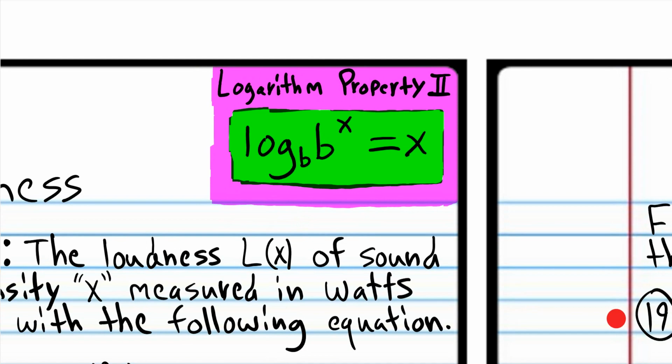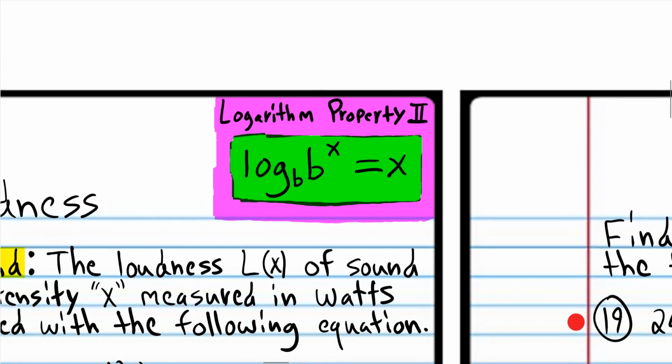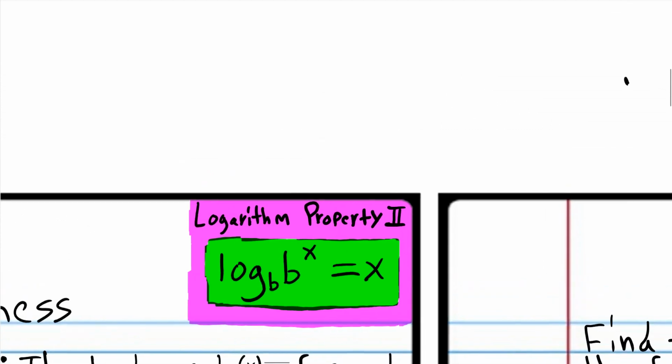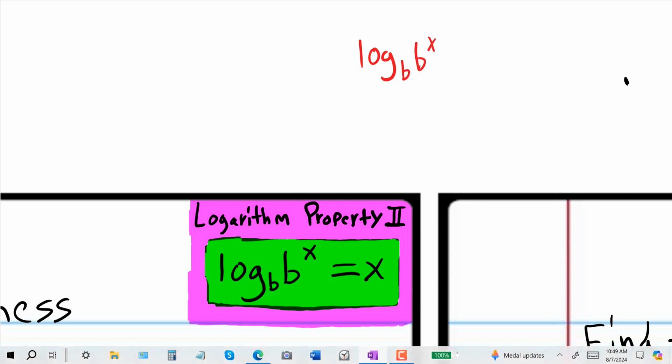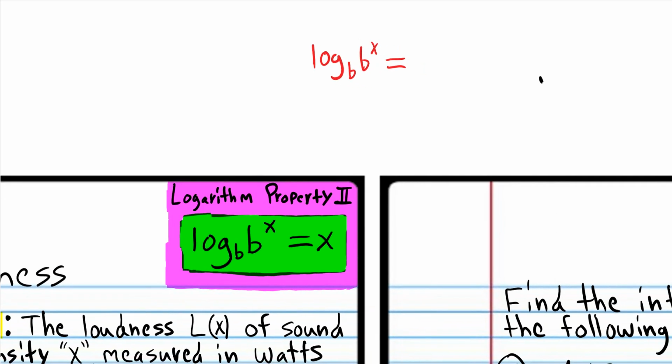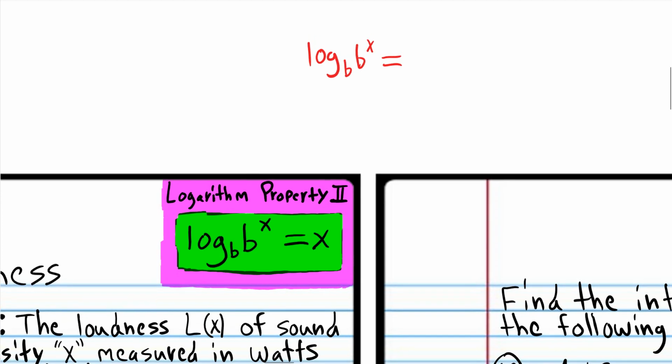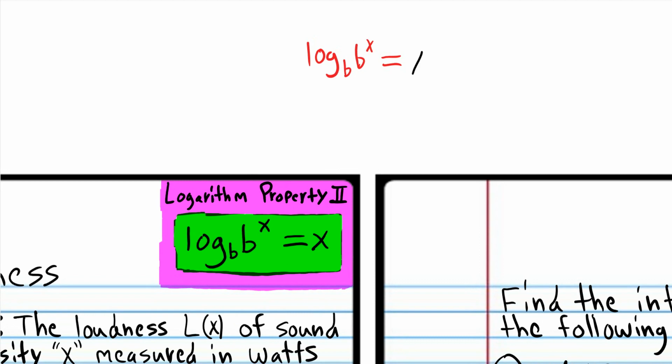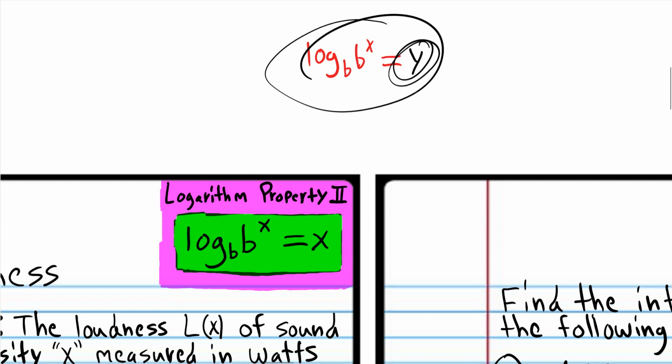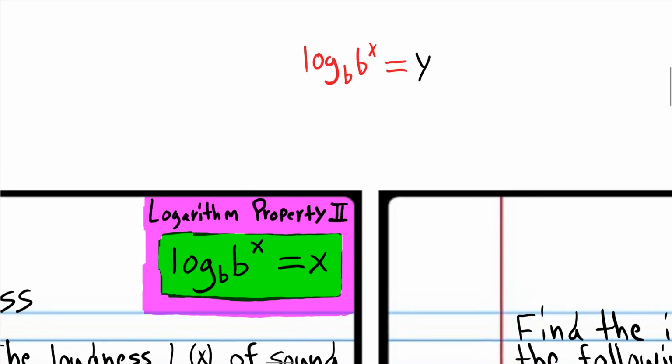And I know what you're thinking. You're thinking, well, why is that? Well, it's pretty easy to prove. All we have to do is use the notation that we're familiar with for converting between exponential form and logarithmic form. So I'm going to set this equal to y, because we don't know what it's equal to. We're trying to prove that y is equal to x, right? But we haven't proven that yet. So let's translate this to an exponential equation, and then we'll have proven the property.